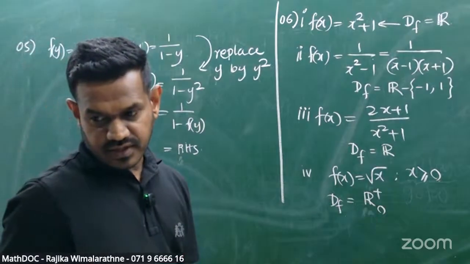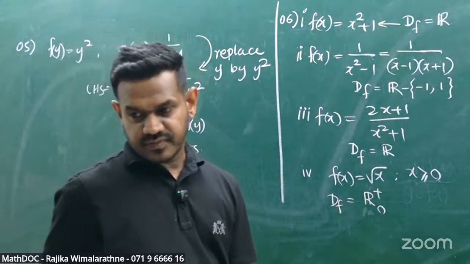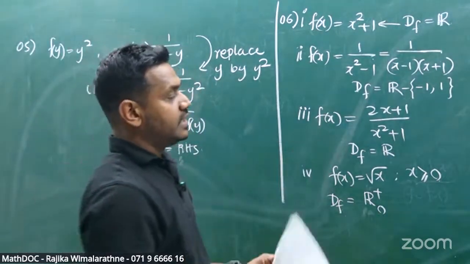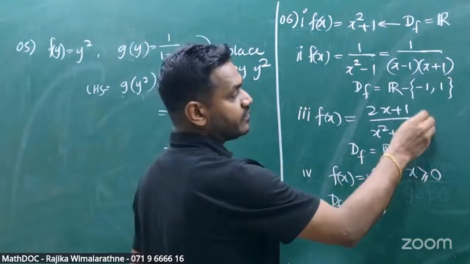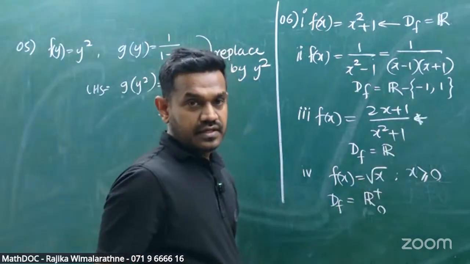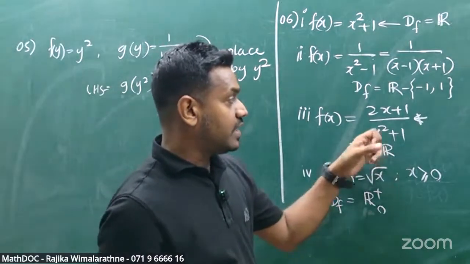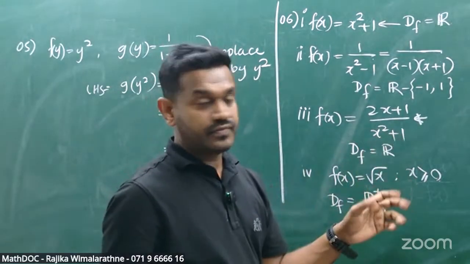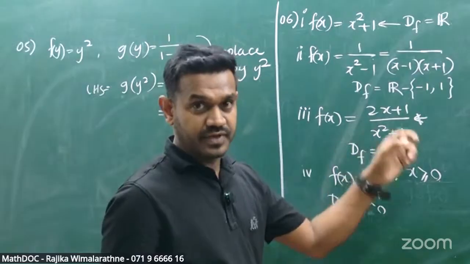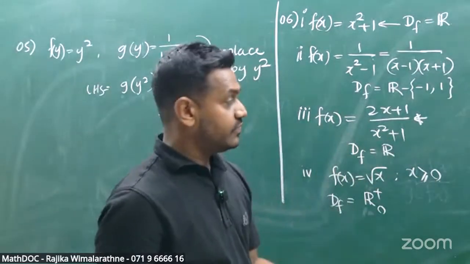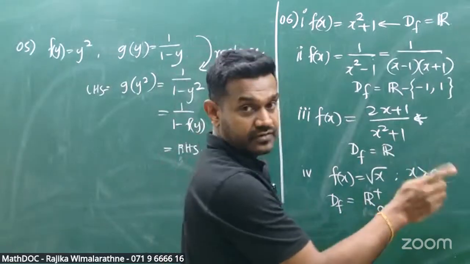Which question, Puta? The third one, no? This one, no? Okay. Now here, this is rational, no? Usually we remove denominator zeros, but x square plus 1 is always positive. We don't have any zero value here for the denominator. For x square plus 1, we don't have a factor. We can't write any factor, okay?